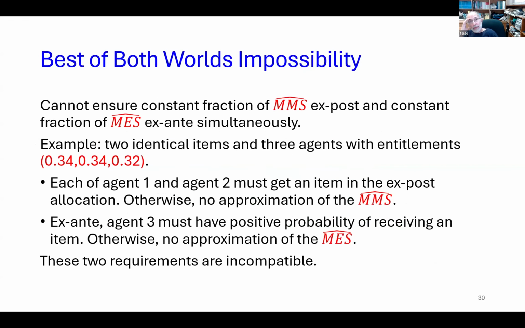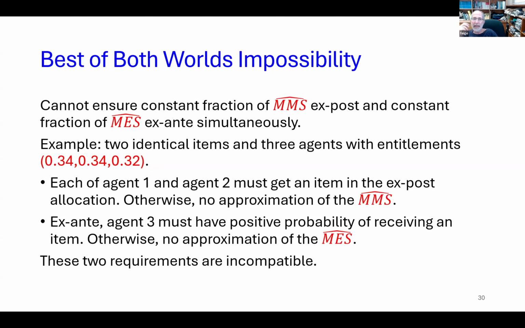What about best of both worlds? If we look at MMS hat ex post and MES hat ex ante, we cannot have any constant approximation of them simultaneously. And here's a simple example. Suppose there are only 2 identical items and 3 agents, and the entitlements: 2 agents have entitlement slightly above 1/3 and one has slightly below 1/3.